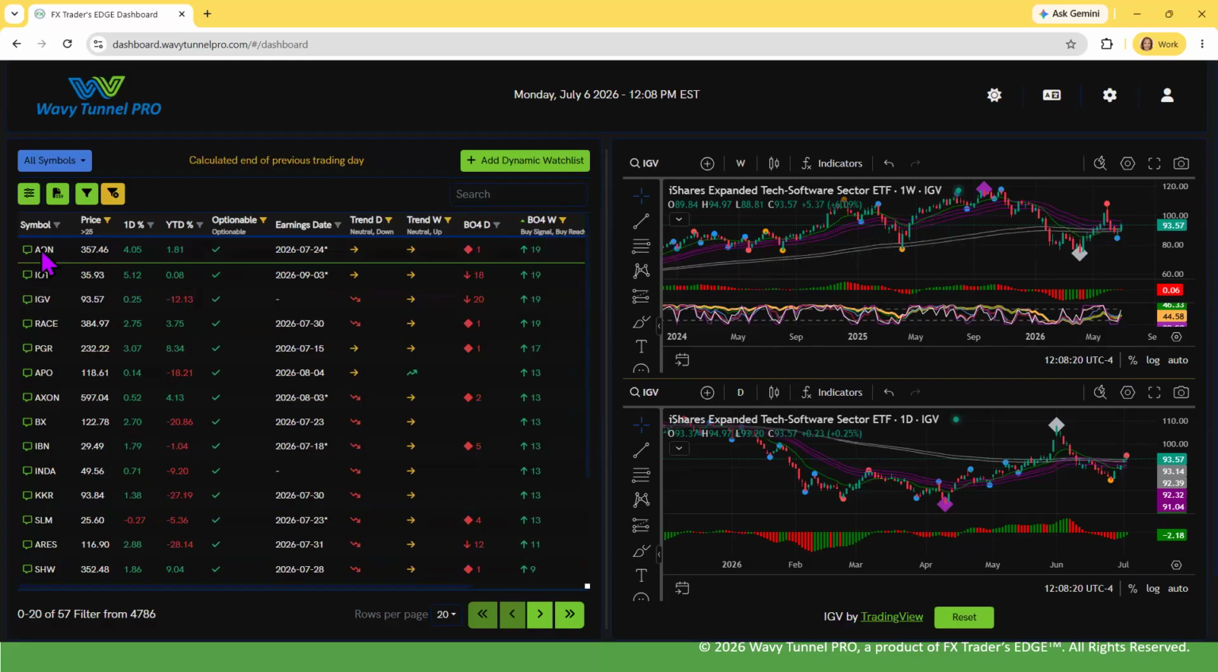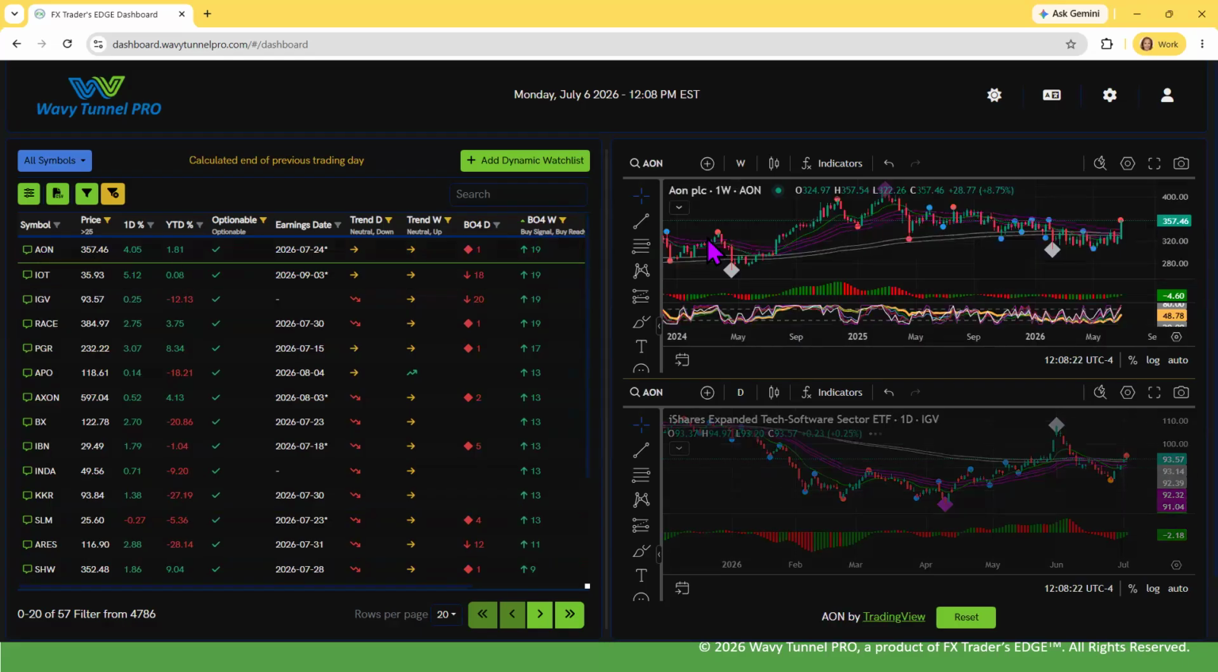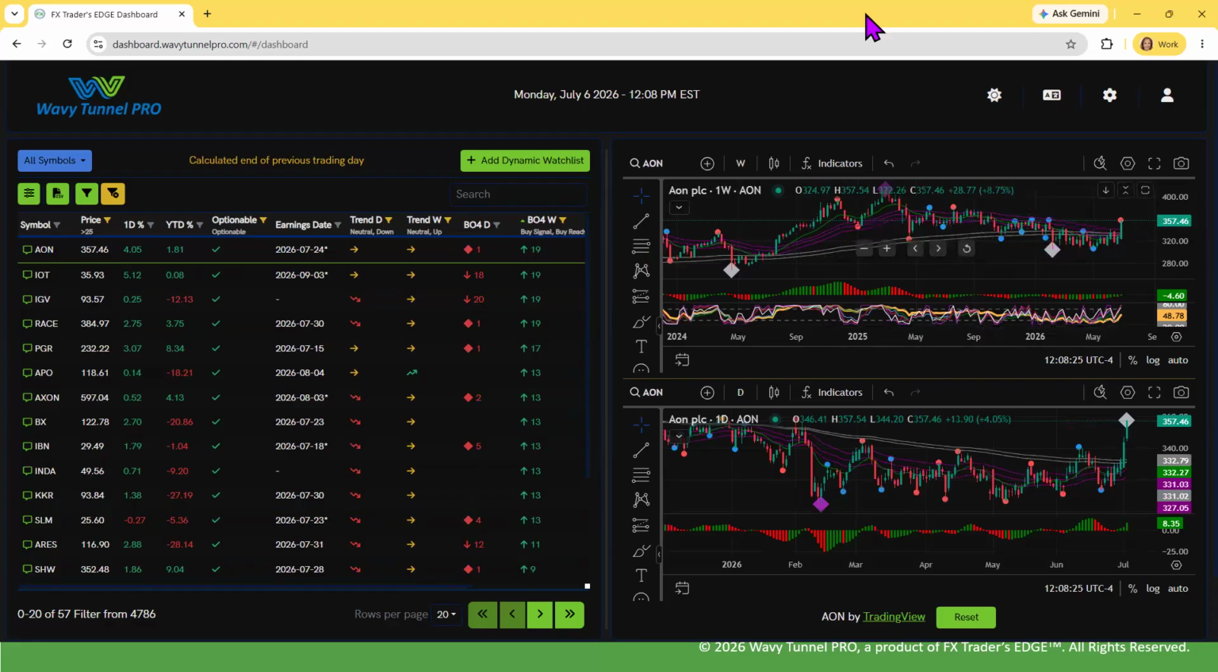I'm going to click on the first symbol. Okay. And on the top, I have the weekly. On the bottom, I have the daily. So I want you to get the idea of, and I'm going to also put this on my TradingView so I can see where the price is currently and what happened overnight. Okay. The price is currently at 354. So the price has retraced a little bit.